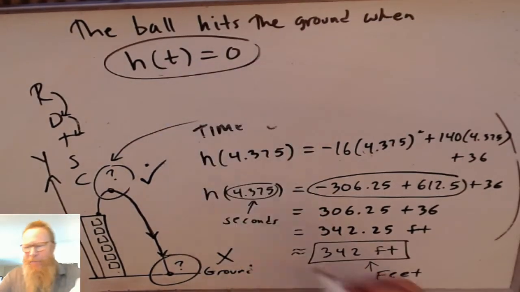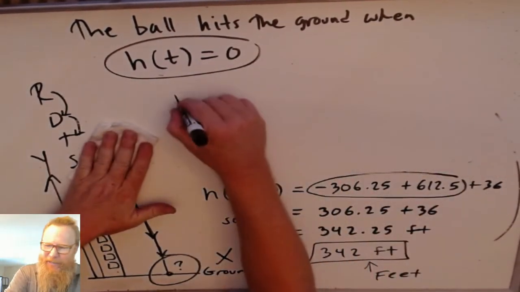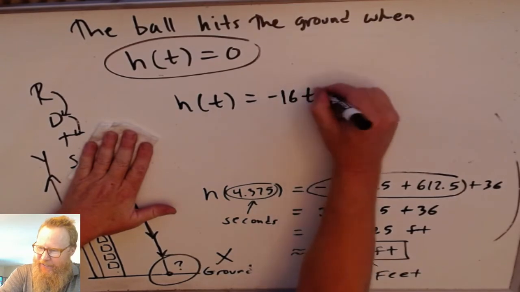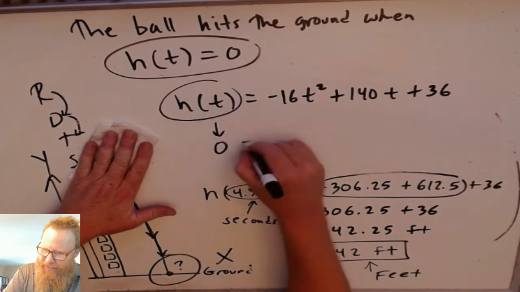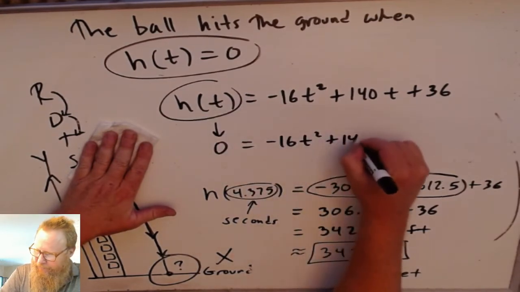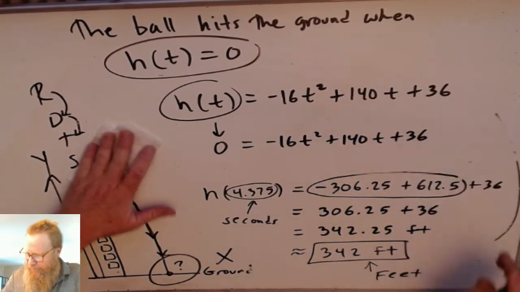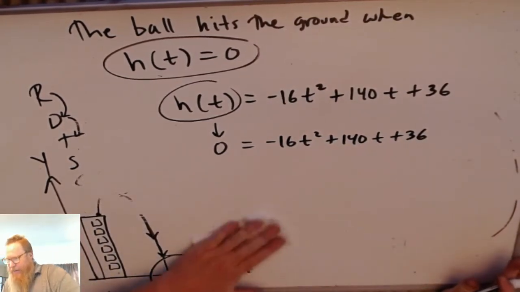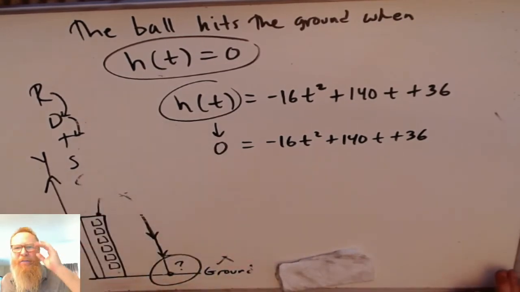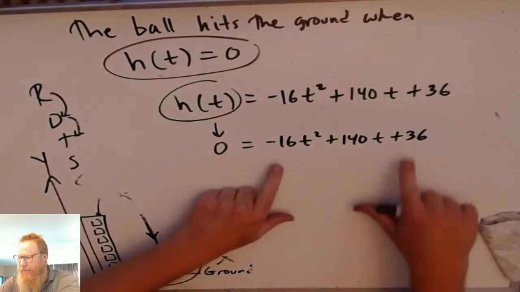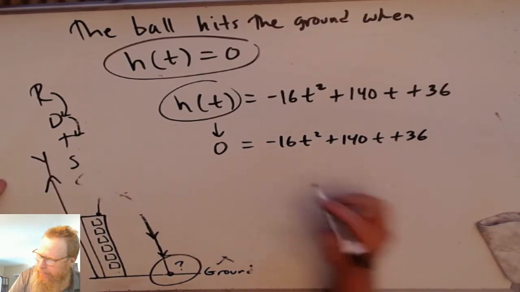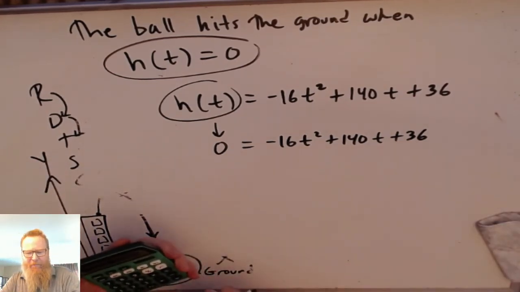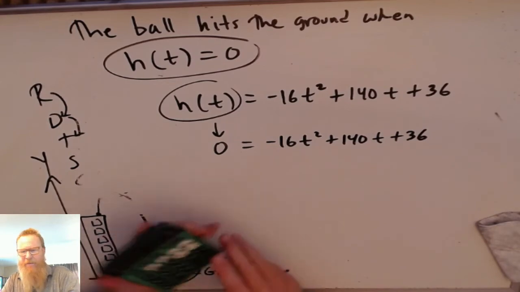So I want to know when the ball hits the ground, so let's go ahead and do our formula. H of t is negative 16t squared plus 140t plus 36, and we're going to set this equal to 0. So you got a couple ways to solve this. One thing I like to do is look for a common factor. Looks like everybody's divisible by 4. That's about as good as it gets. Is 140 divisible by 4? I think so. 35, yeah.